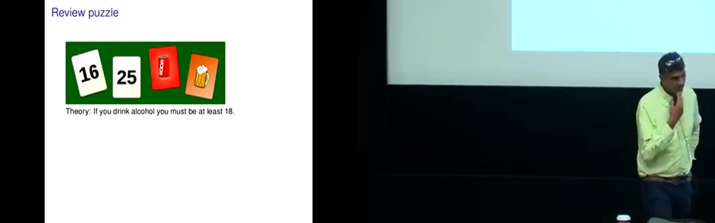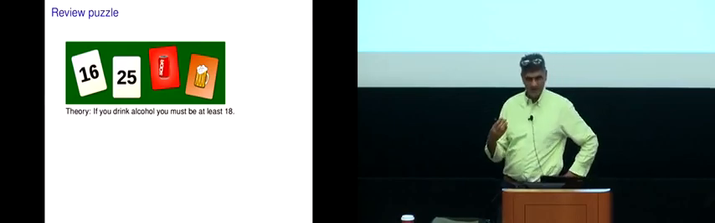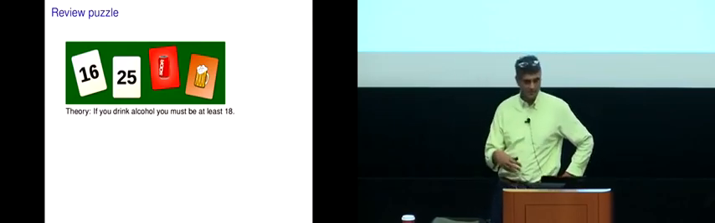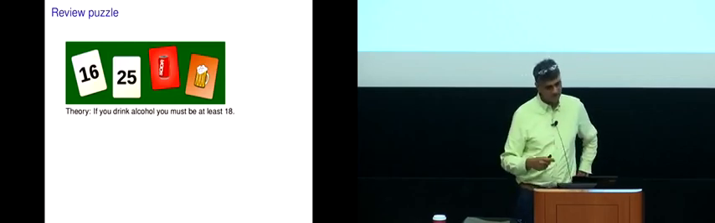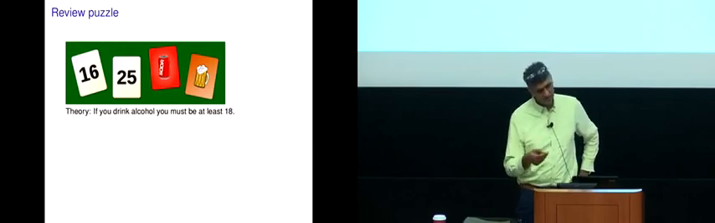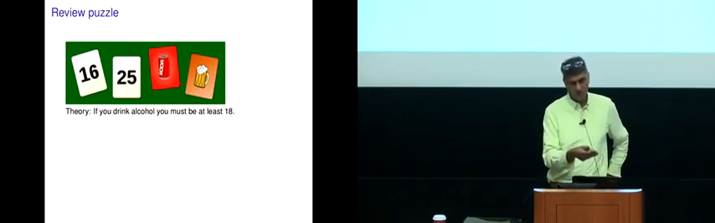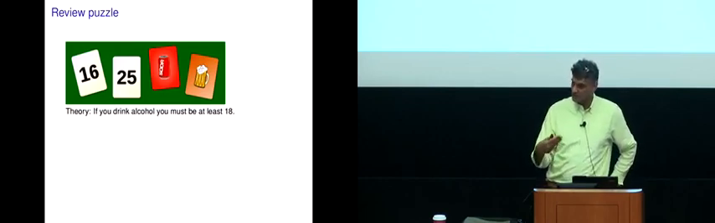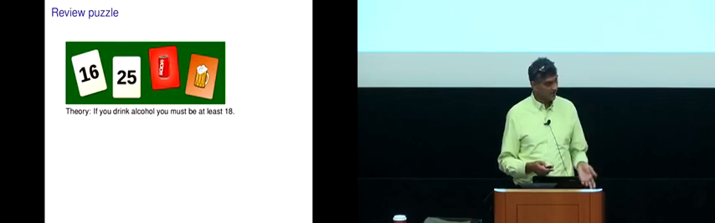And here's this puzzle. You turn over some of these cards, right? On one side it has their age, on the other side it has their beverage, and one of these beverages is alcoholic and one is not. So you want to test this theory. Which cards do you need to turn over and see the other quantity? I could guess. I could try to think about it in my head.